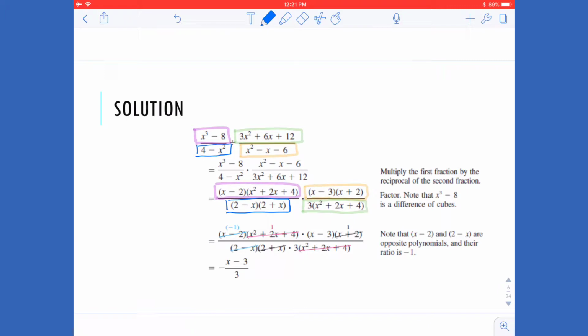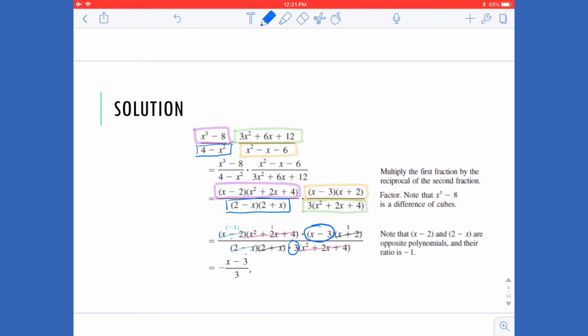Continuing with our processes, we notice that we have the x minus 2 on top and on bottom. So we went ahead and canceled that out. We noticed our other polynomials that were alike and canceled those out. And we were left with just this 3 and this x minus 3. And so I've written my final solution here.